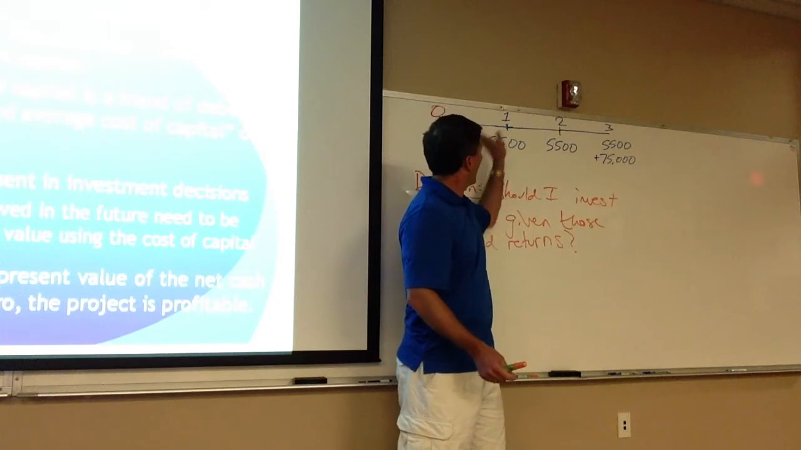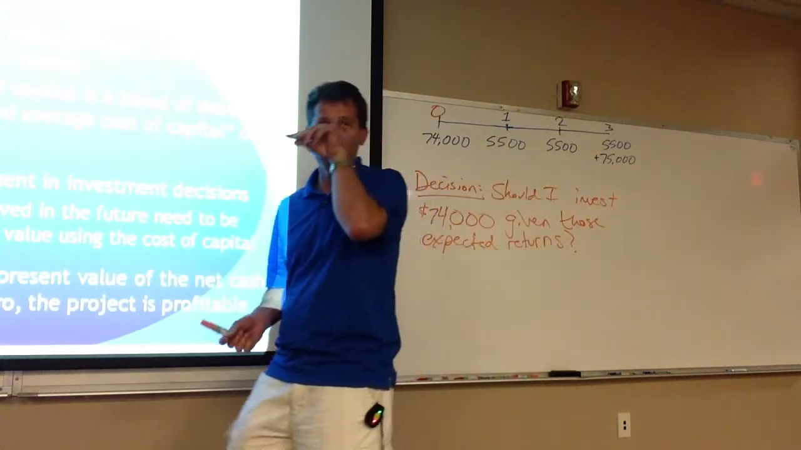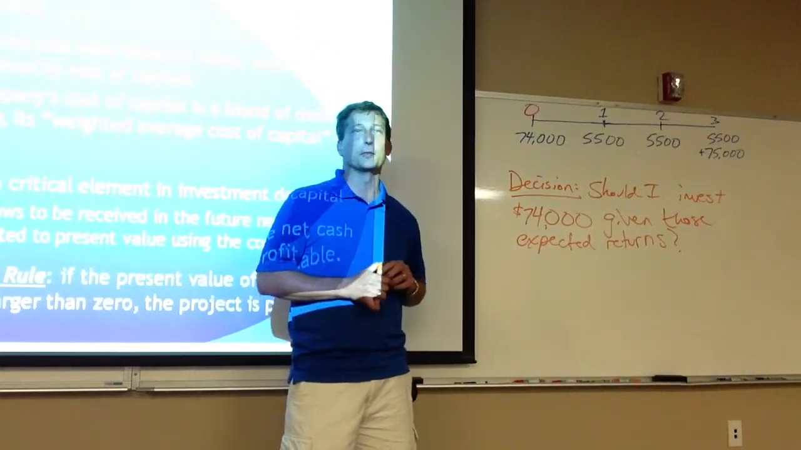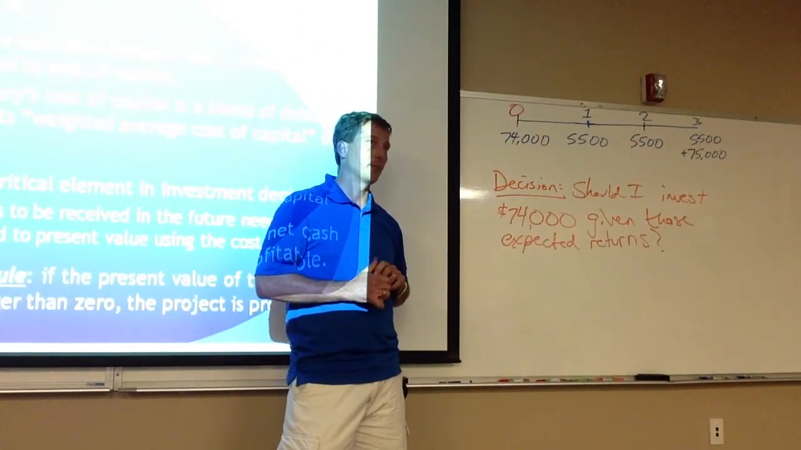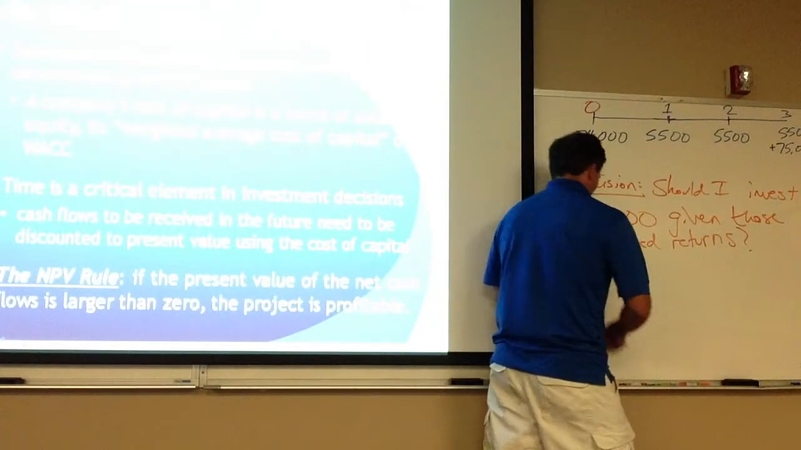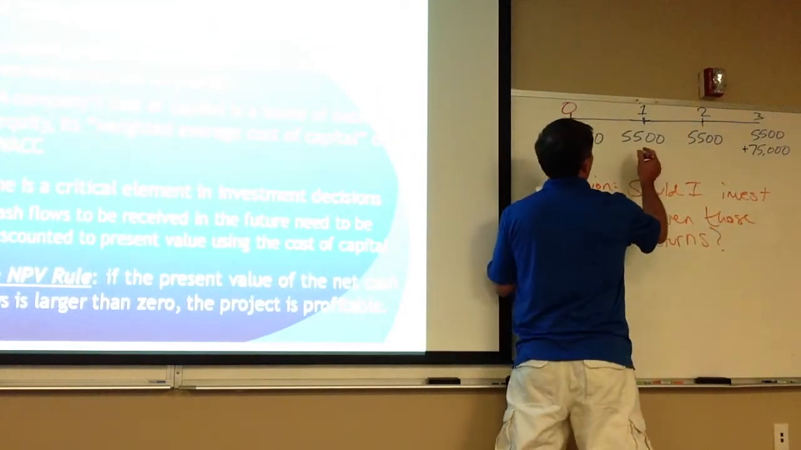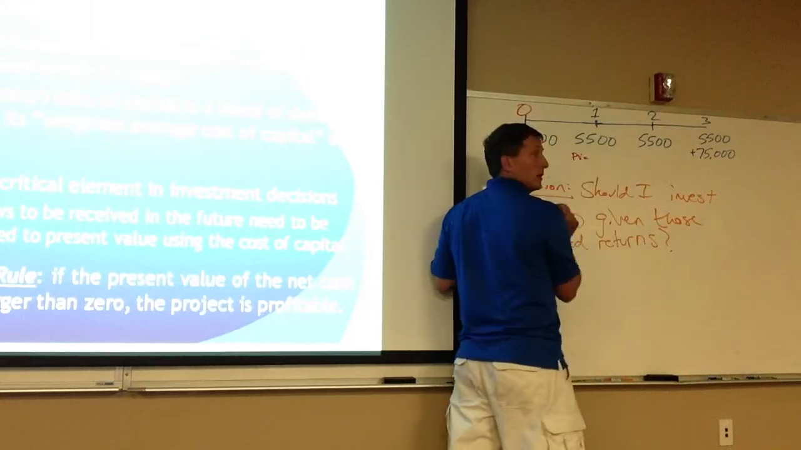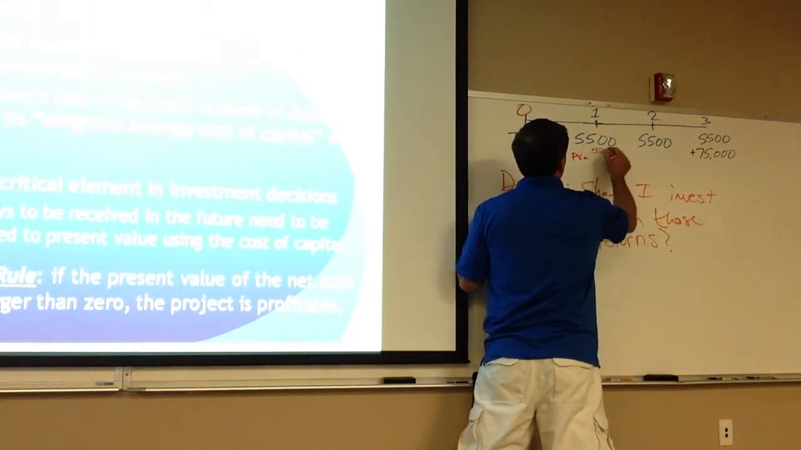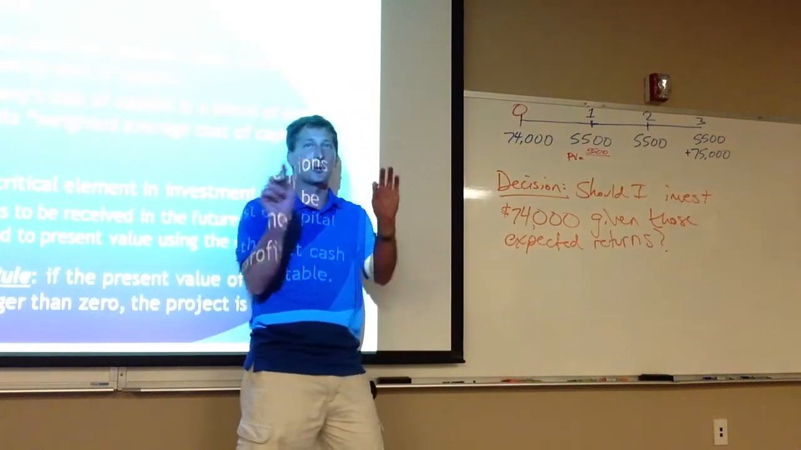How do we value that first year's $5,500 payment? What do you got to do? Let's find the present value of $5,500. Good. So what do we do? Present value equals future value divided by 1 plus the interest rate. Which is? Are we saying 10% still? That's what I was hoping we'd say, but why are we saying 10%?